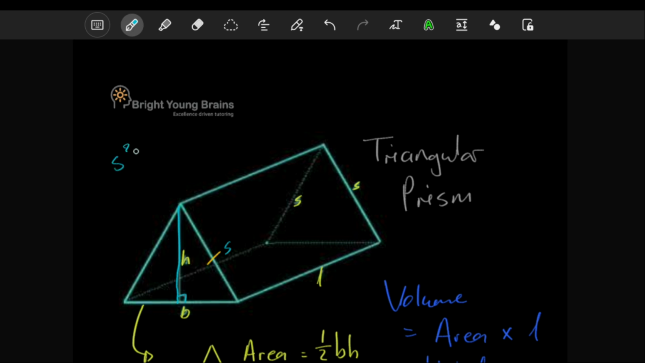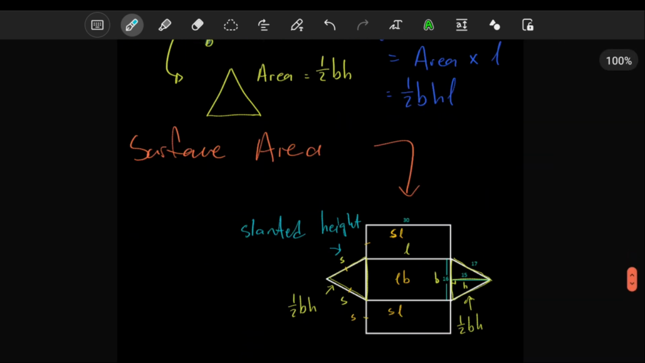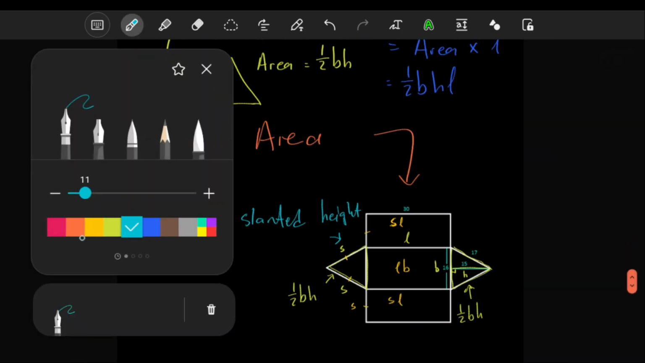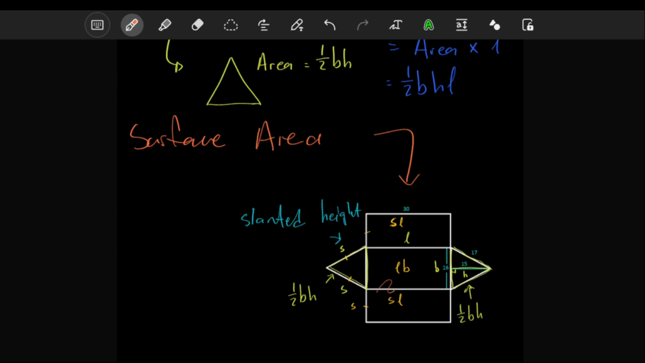You see, S squared is equal to B squared plus H squared. If you need it, you will always be able to get it. So let's just formulate our surface area formula here. The surface area is just going to be, you see you have two triangles, so it's half base times height plus half base times height. That's just going to give you base times height.